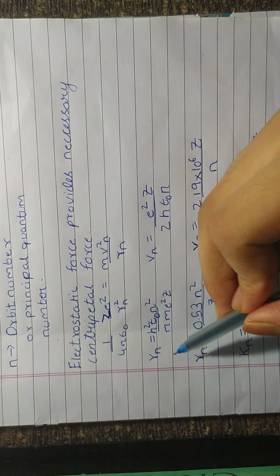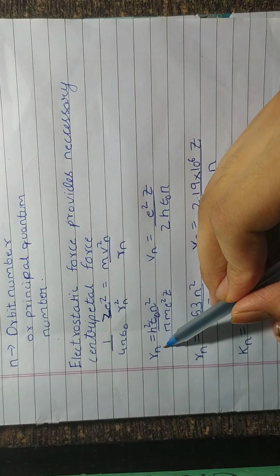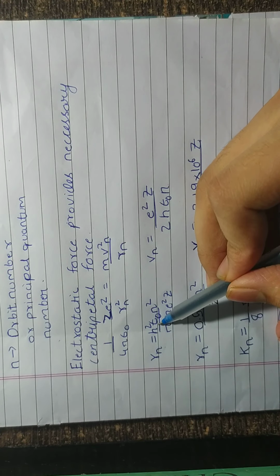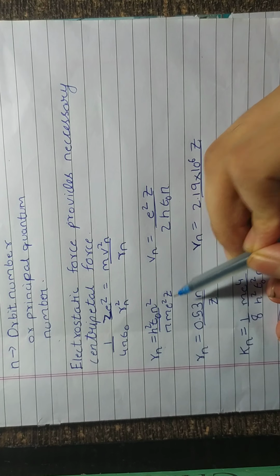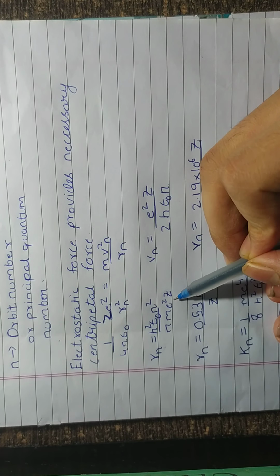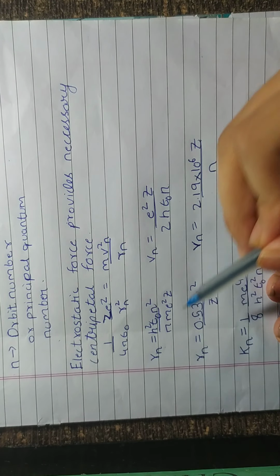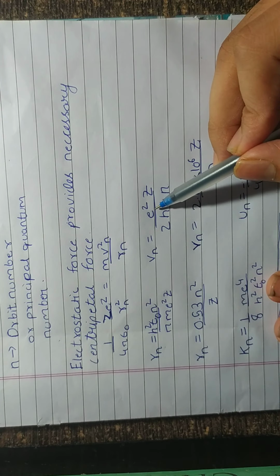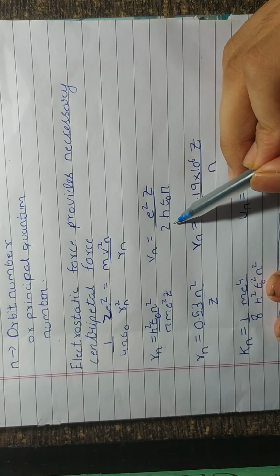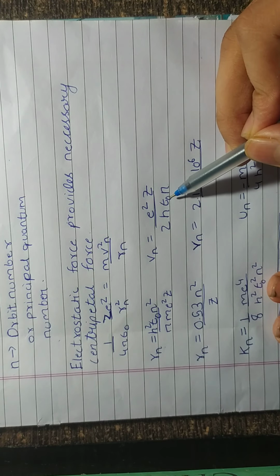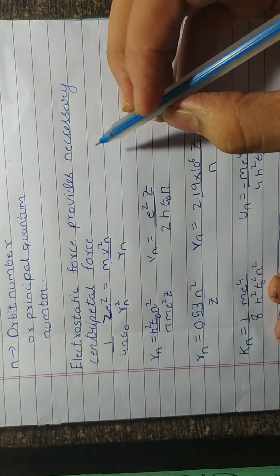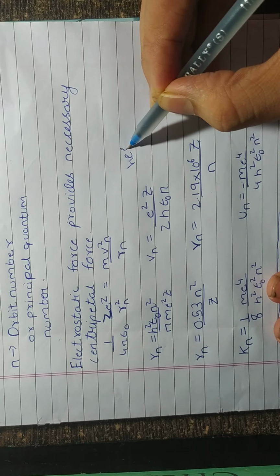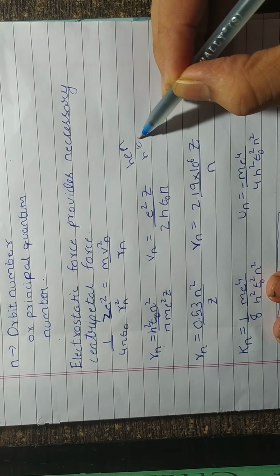The radius of the nth orbit is equal to, you can remember it as, n square h square epsilon naught upon pi m e square Z. Velocity in the nth orbit is equal to e square Z upon 2 h epsilon naught n. You must remember that it is not h, it is h epsilon naught n.